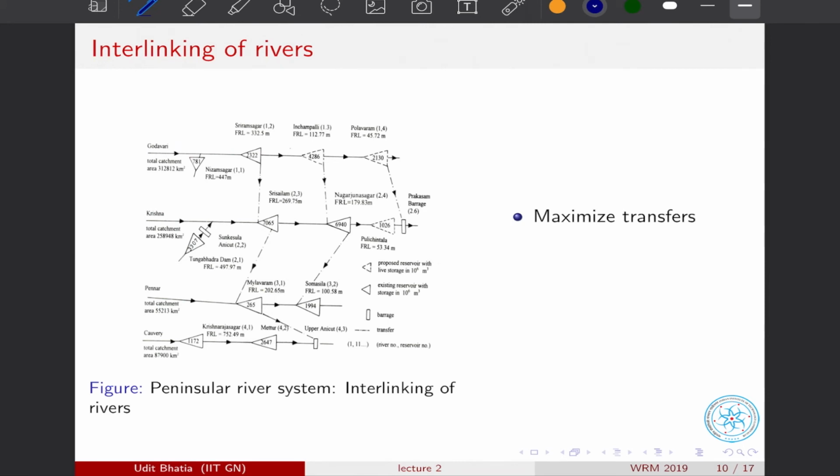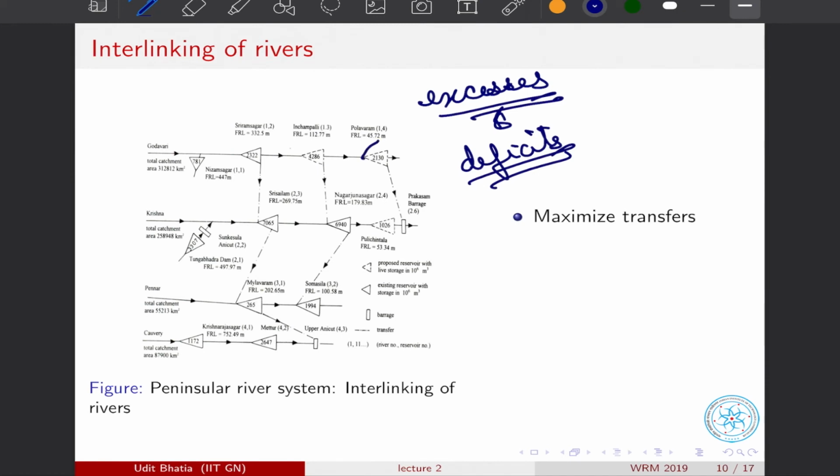And the final example that I would quote here is how interlinking of rivers has to do with water resource systems. So there have been many master plans and policy plans that have been prepared. That is, can we interlink the various rivers that flow in the country so that we can keep track of excesses and deficits. That means there are certain watersheds that may receive much more water.